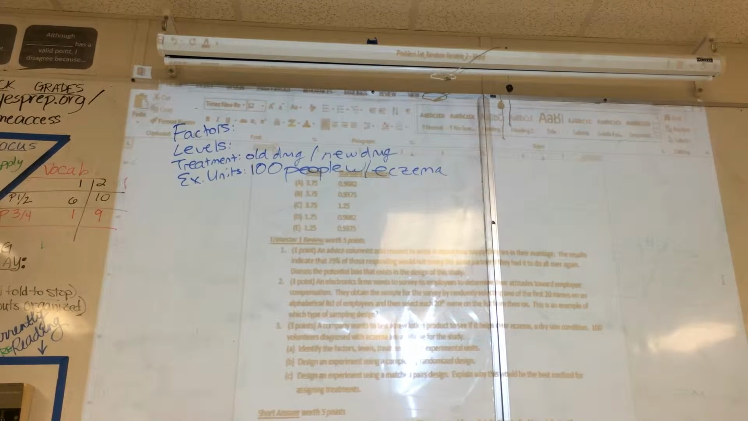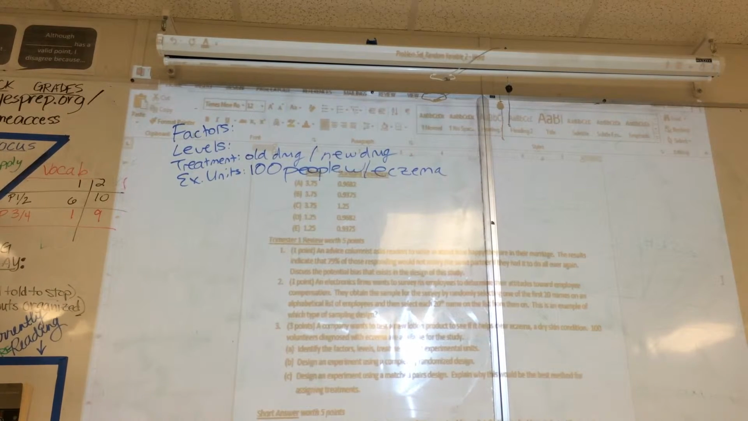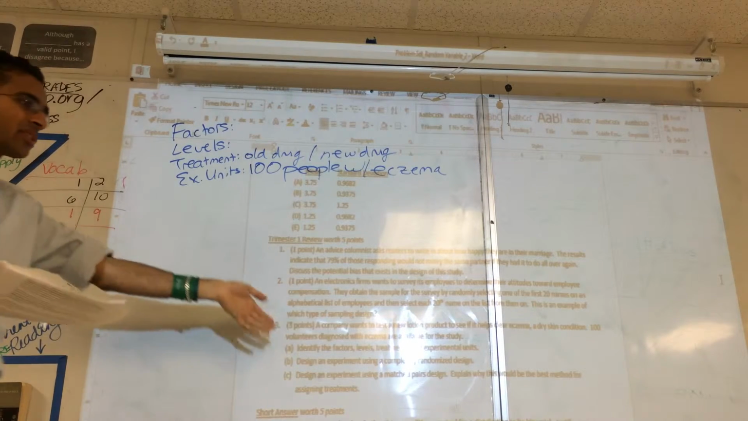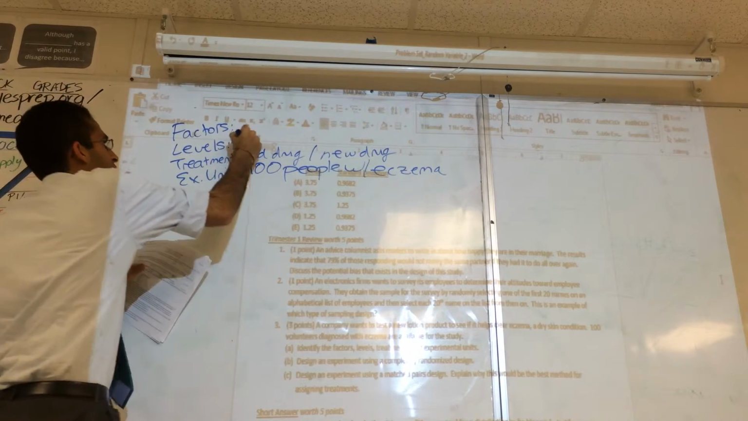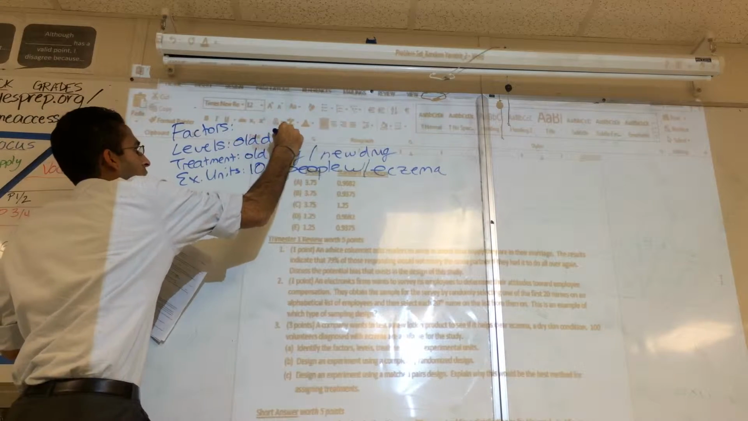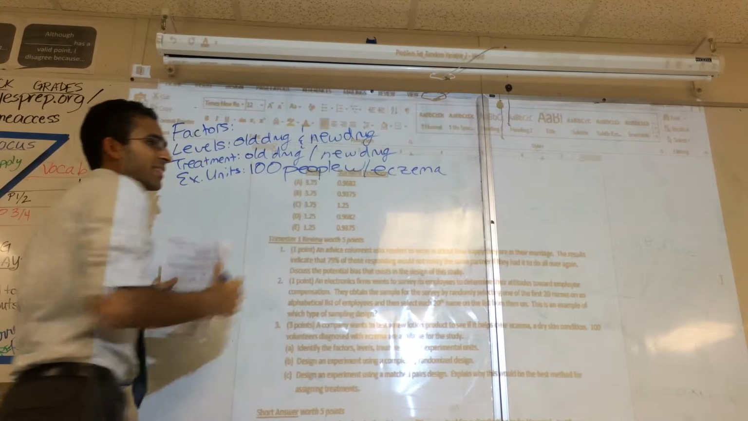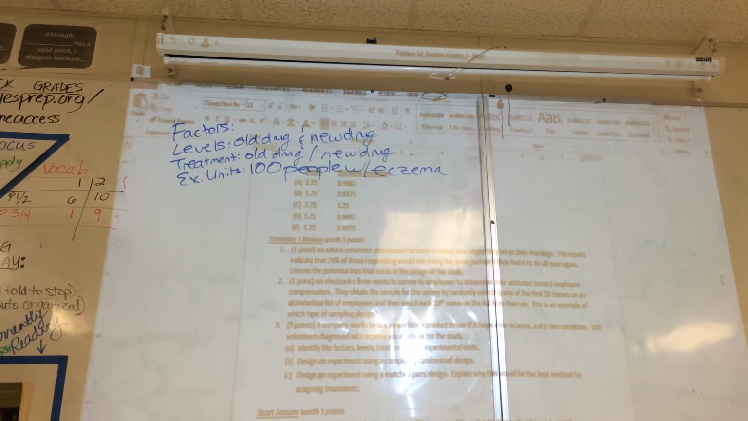The levels are always the same as the treatment unless we have like 10 grams, 5 grams, 3 grams. Levels are like how much of each treatment. Well, here we're just giving the same amount. It doesn't tell us that there are any levels. So the levels in this case are still old drug and new drug, because it doesn't tell me there's any like 10 milligrams versus 3 milligrams versus 5 milligrams.